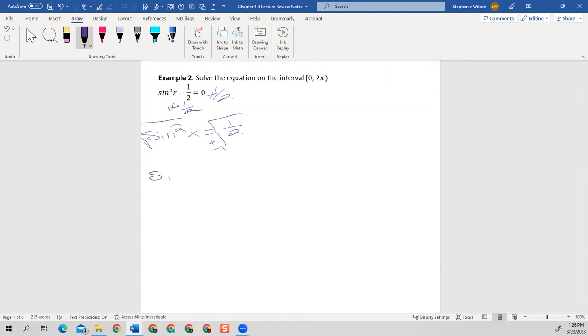So now what do I have? I have sine x because the square undid the square root. Plus or minus square root of 1 over square root of 2. Well, square root of 1 is just 1, so plus or minus 1 over square root of 2. However, we cannot have a square root in the denominator, so I'm going to multiply by its conjugate, which is the square root of 2. So now I have 1 times that square root of 2, which is square root of 2, over square root of 2 times square root of 2, which is 2.